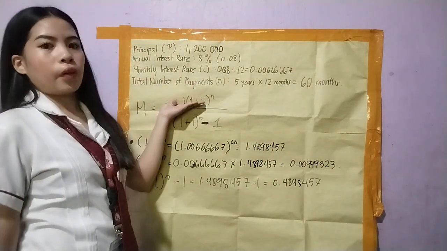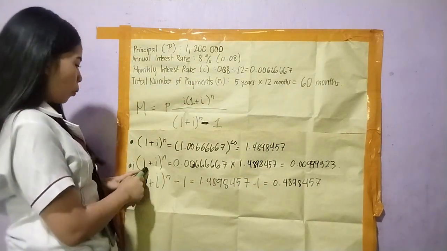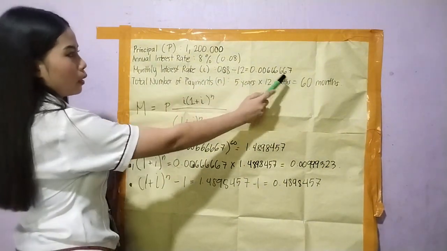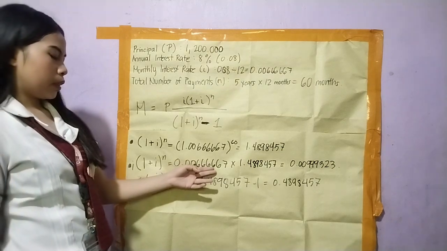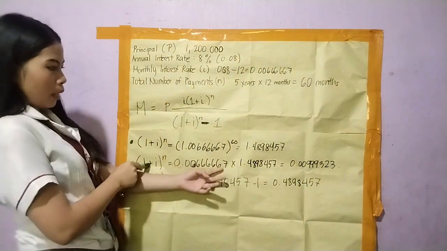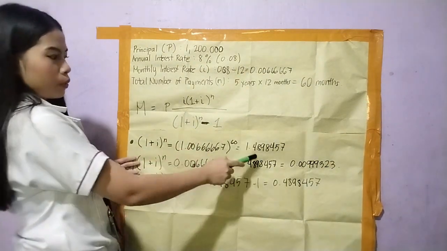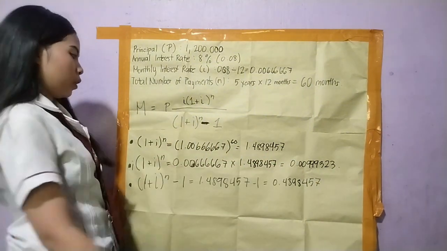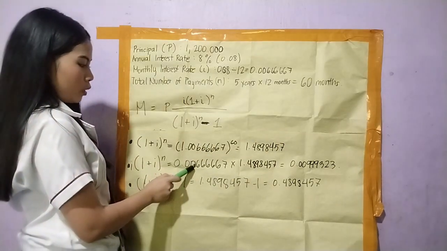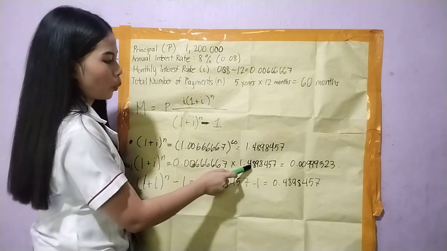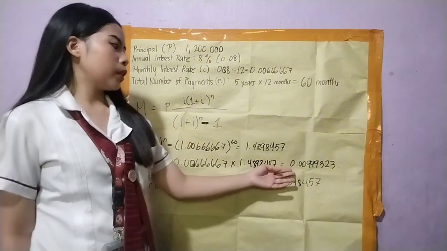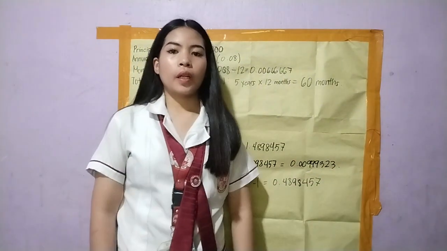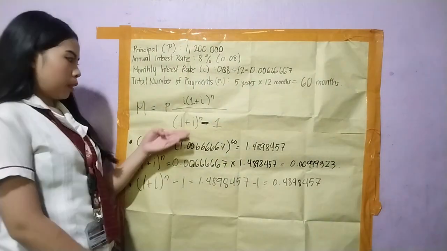So, here is that in the formula: i times (1 plus i) to the N. Our monthly interest rate, 0.0066667, we multiply by our answer from earlier, which is 1.48988457. Multiplying these two, 0.0066667 multiplied by 1.48988457 is equal to 0.0099932.